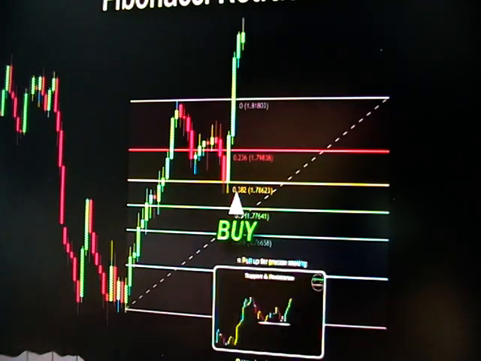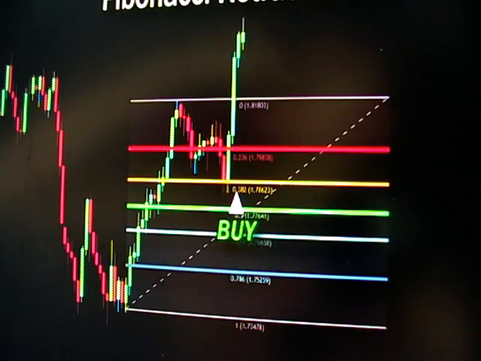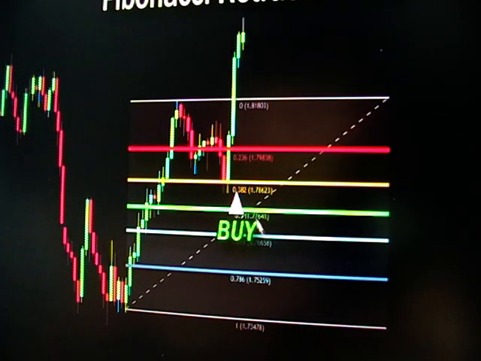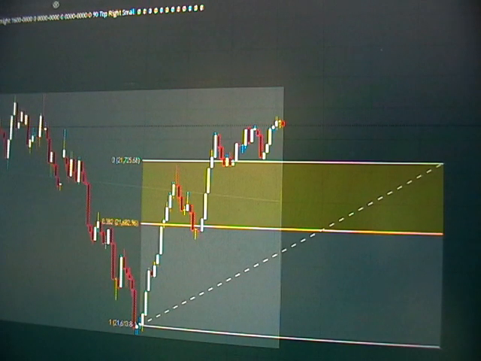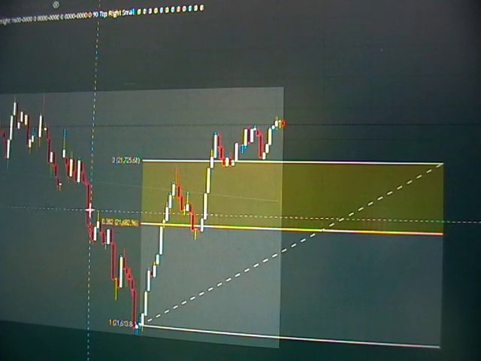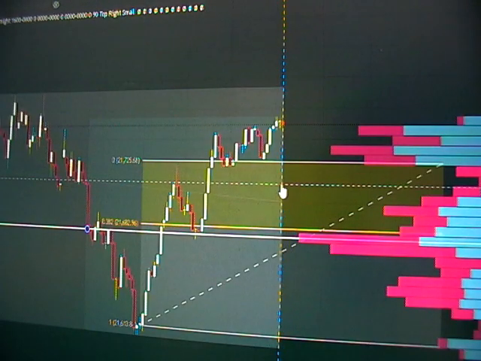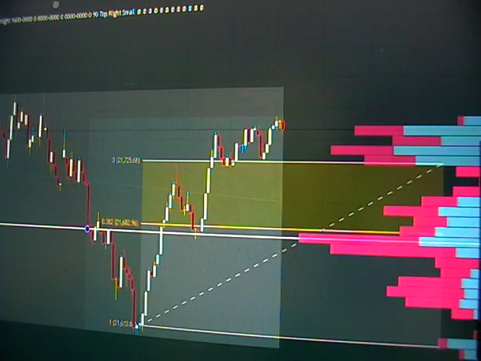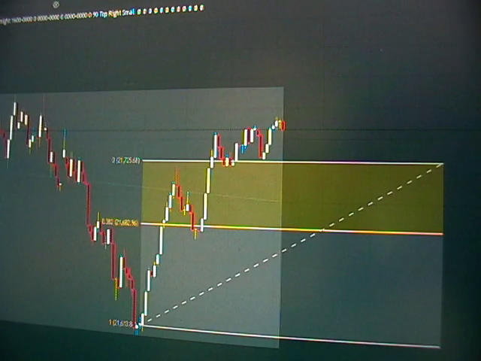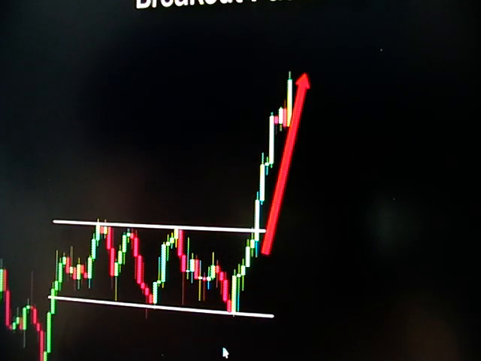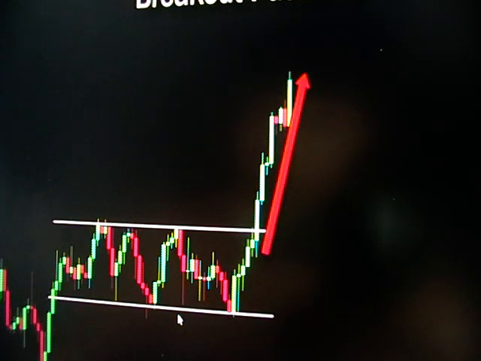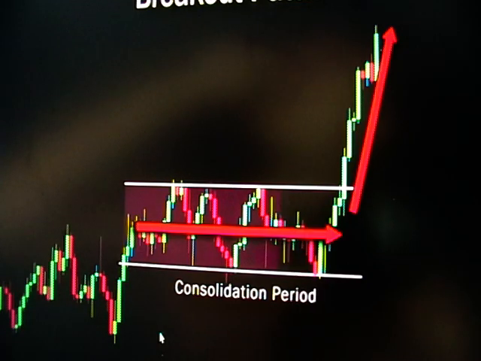Keep in mind that price could also reverse from other Fibonacci levels. Combine it with other confirmation signals to get a better entry. Breakout patterns. It is when price makes a sudden and significant movement towards one direction. This usually forms after the market makes a consolidation period.